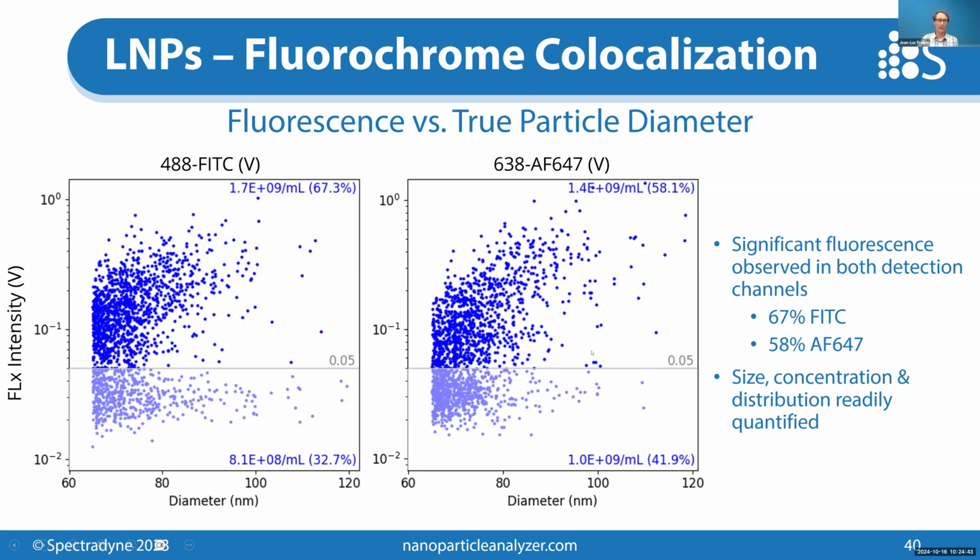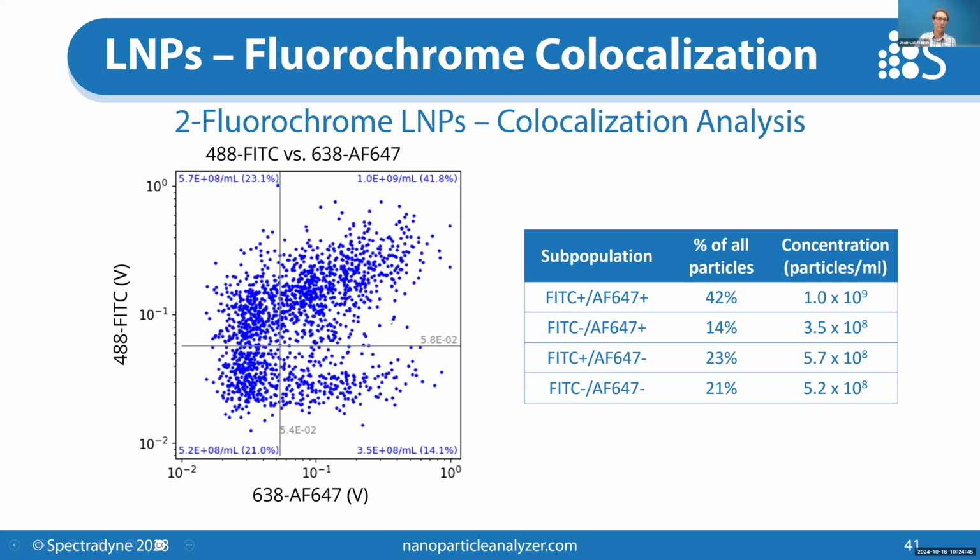That is going to be in the next angle, which is quadrant analysis. So on the y-axis here, we've got the brightness of the FITC fluorochrome, and on the x-axis is the AF647 fluorochrome. So we can see that about 42% of the particles are co-loaded with the two fluorochromes, right? 14% of the particles have just the AF647 fluorochrome and no FITC.